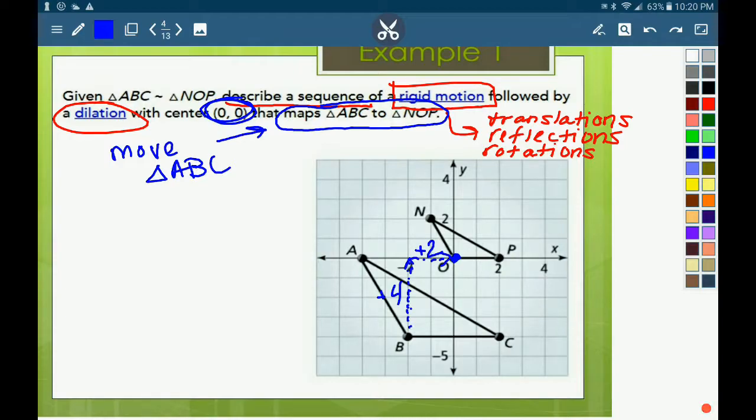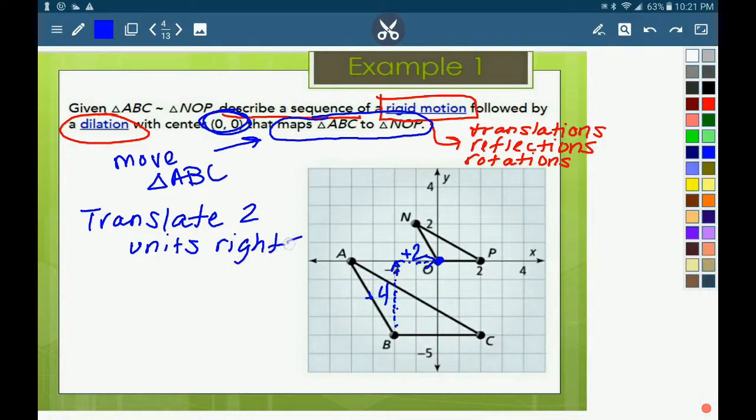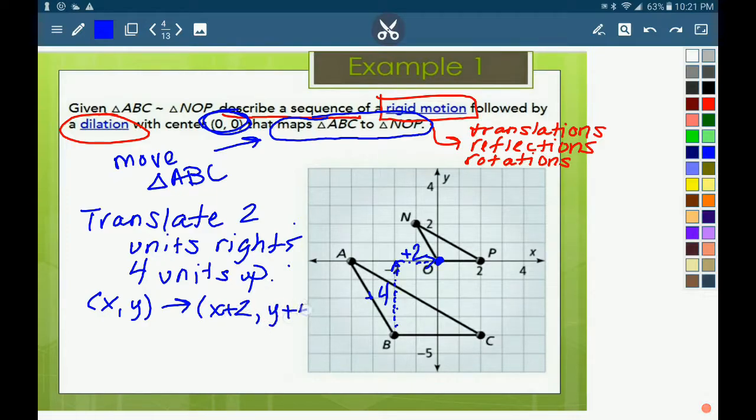So the first description I'm going to make is that we're going to translate 2 units right and 4 units up. The translation notation for this would be (x, y) goes to (x + 2, y + 4).